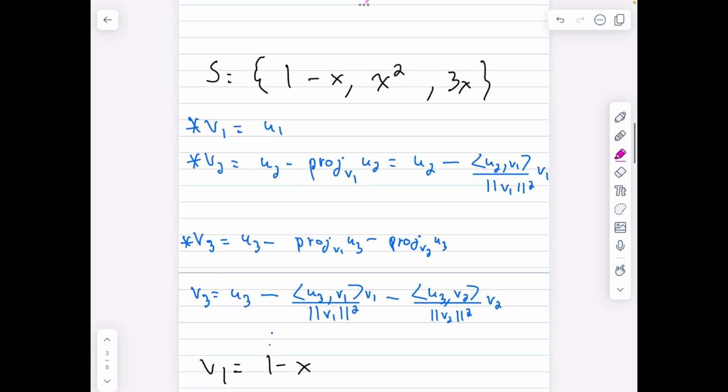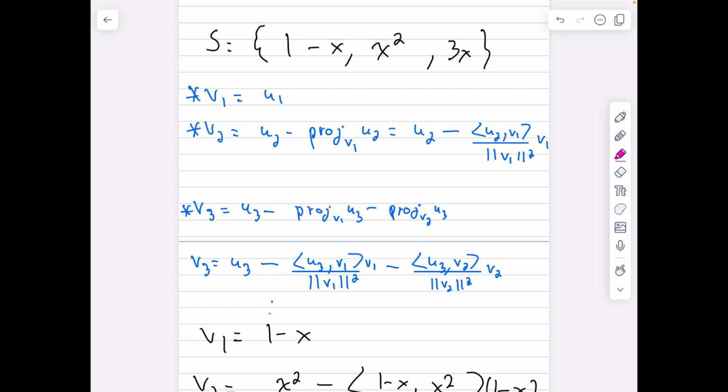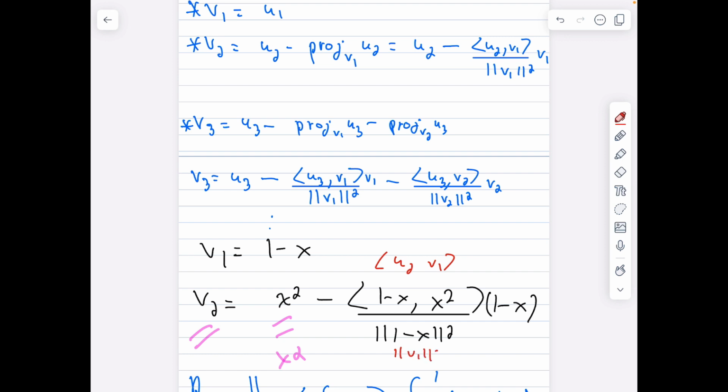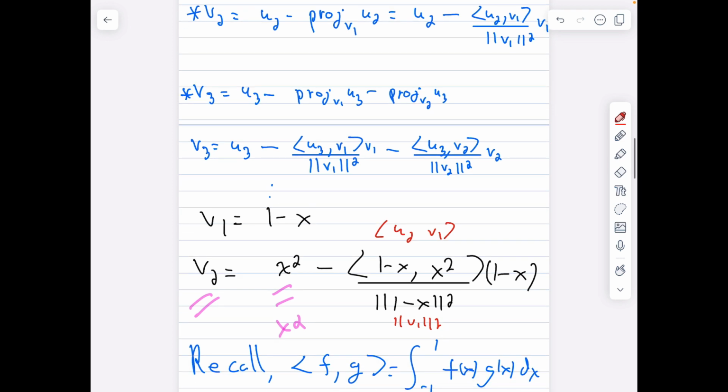So we have our set, and again, I wrote what I'm going to need, and I'm going to start off with v1. So let me start down here. v1 is equal to 1 minus x. And v2 is going to equal u2, which is x squared, minus the inner product of u2 and v1 over the magnitude of v1 squared times v1. In other words, x squared minus the inner product of 1 minus x and x squared over the magnitude of 1 minus x squared, times 1 minus x.